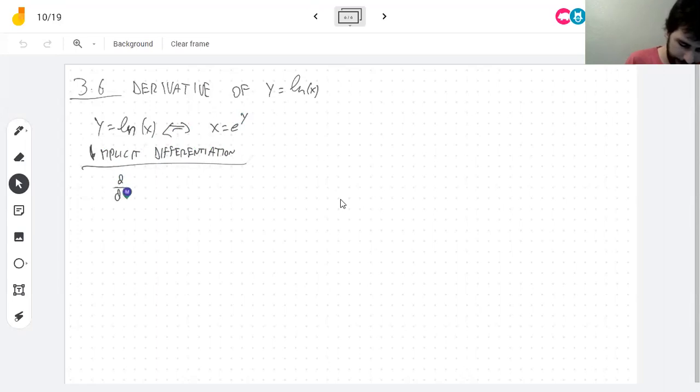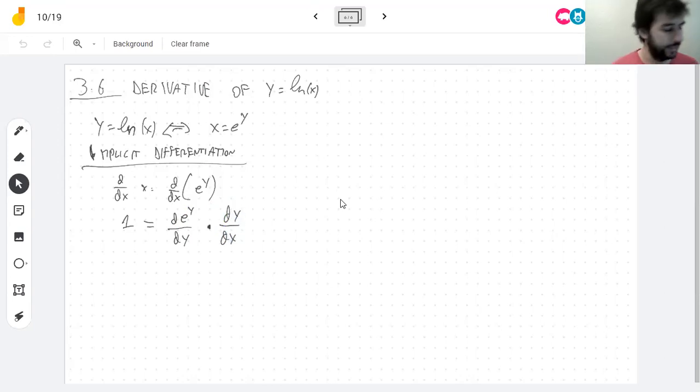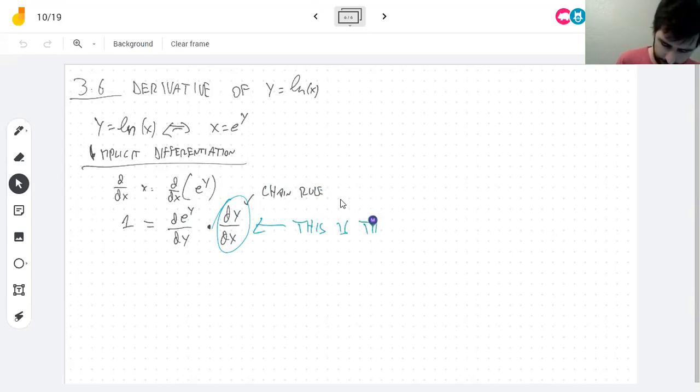So take the derivative with respect to x on both sides. On the left you get just one, the derivative of x is one. On the right, you gotta use the chain rule, because I would like to say that that is just e to the y, but I didn't take the derivative with respect to y, I took it with respect to x. If I want to switch what I take the derivative with respect to, that's called the chain rule. So what I want is the derivative of y with respect to x, and I'm gonna try to solve for it.